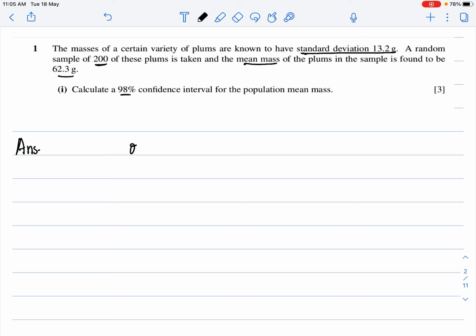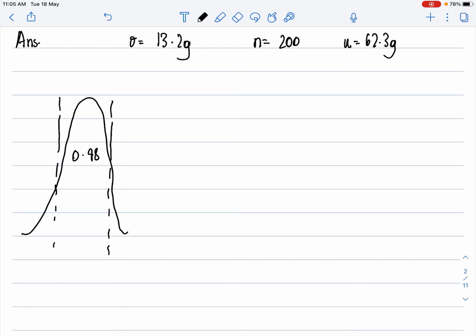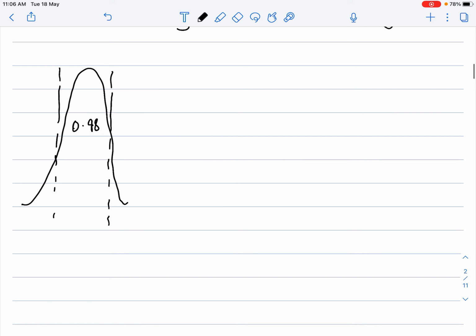So just to write the information, the standard deviation is 13.2 grams. They have taken 200 samples, and the mean mass is simply 62.3 grams. What we basically need to do is calculate a 98% confidence interval. That means this is my normal distribution curve. Confidence interval basically means the area between the two limits is 0.98, as it's 98%. The area I have here and the area I have here should be equal.